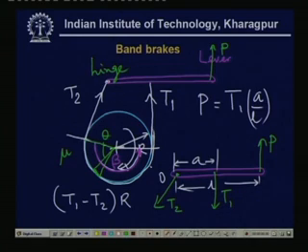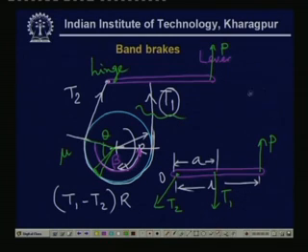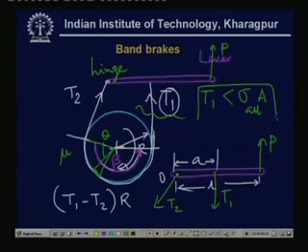Then again, for the design considerations, we will have to check two things. One is this T1, which is of course the higher of T2 and T1, and T1 should not be too high. Then the band may get snapped, and that is what we do not want. So, therefore, the maximum value of T1 has to be limited. So, the design consideration says that T1 must be less than sigma allowable times A of the belt.